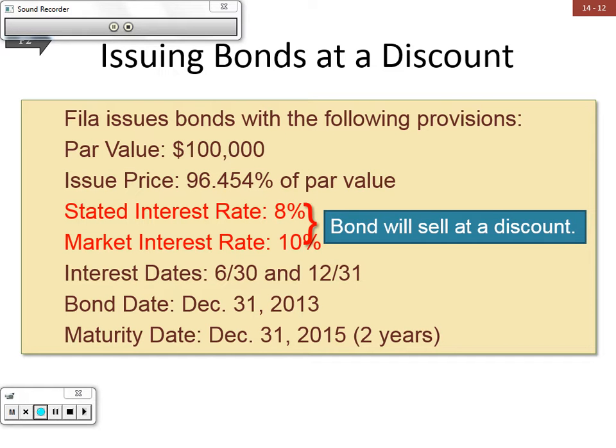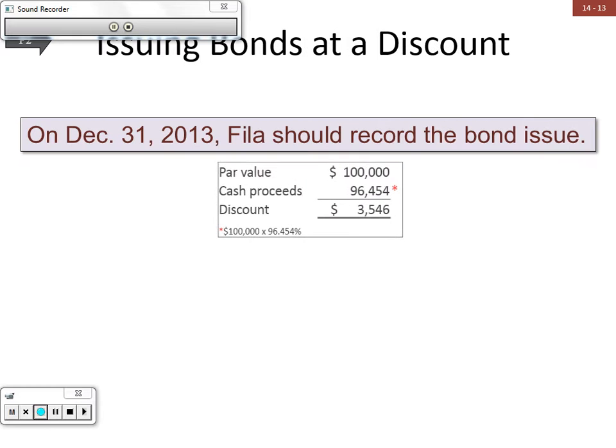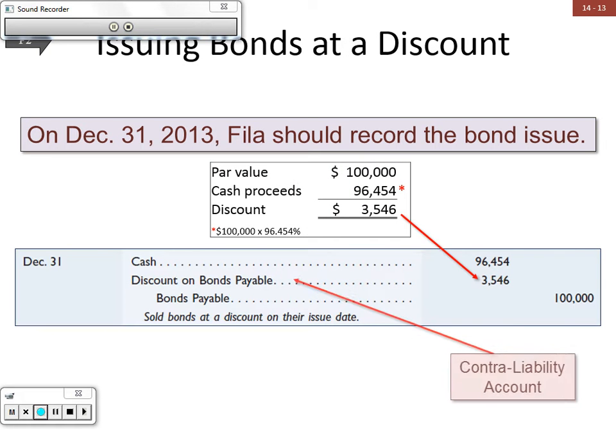So this is obviously a discount situation, right? Contract rate less than market rate. Bond was sold at a discount. Interest date, 6/30, 12/31, meaning they make semi-annual payments. And the bond date was December 31st of 2013. It matures in 2 years, so that means it has to be paid back full face value December 31st, 2015.